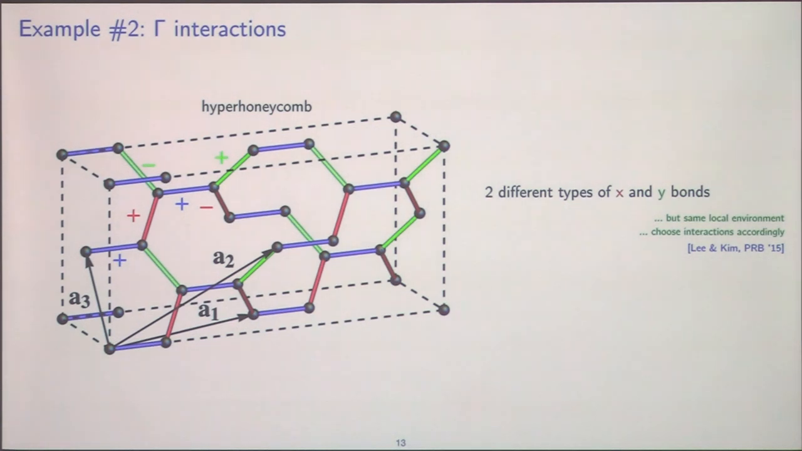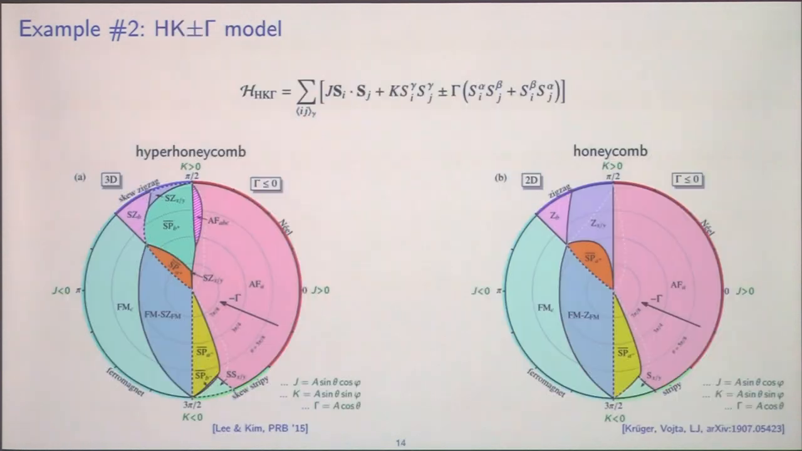So what is typically done in the literature is to assume that the same local environment somehow leads to the same interactions. And if we do that, then gamma interactions, in fact, have an alternating sign structure in this hyper honeycomb lattice case. So the gamma interaction would be negative on such kind of bond, while there's a relative minus sign here, and a relative plus sign on these other type of bonds. If we now choose the simplest model consistent with this requirement, that would have this alternating sign structure, and that would mean that we would also have an alternating sign structure in the corresponding planar model.